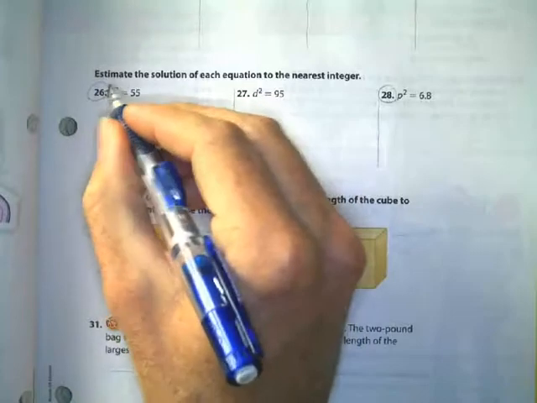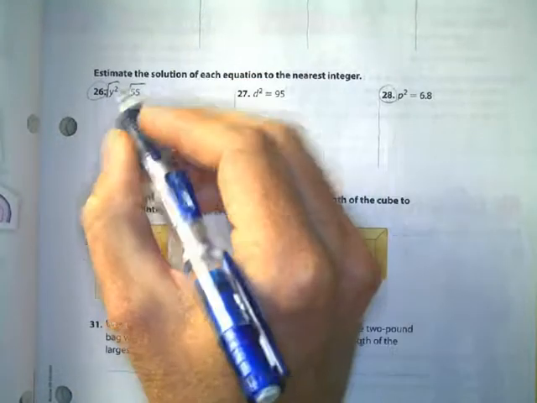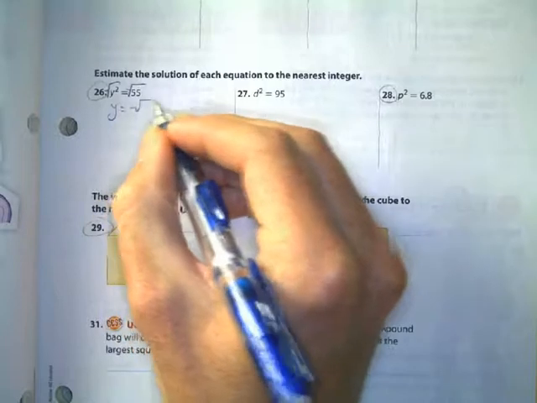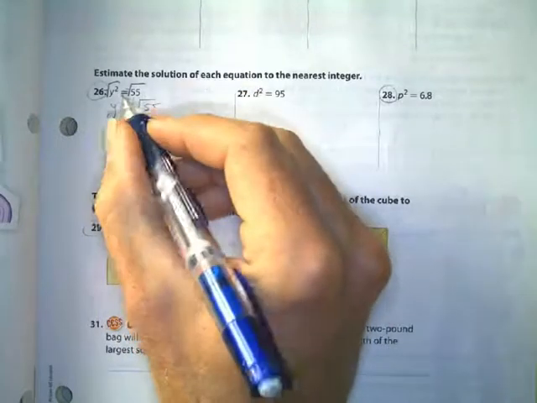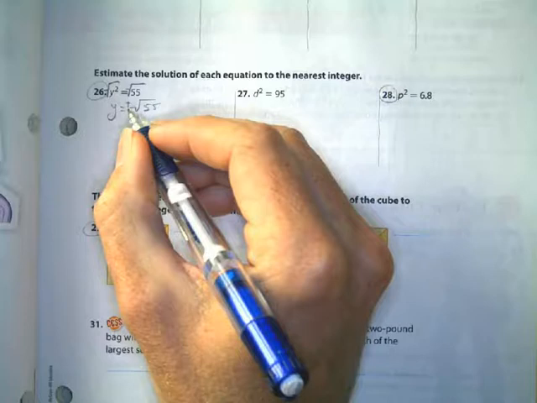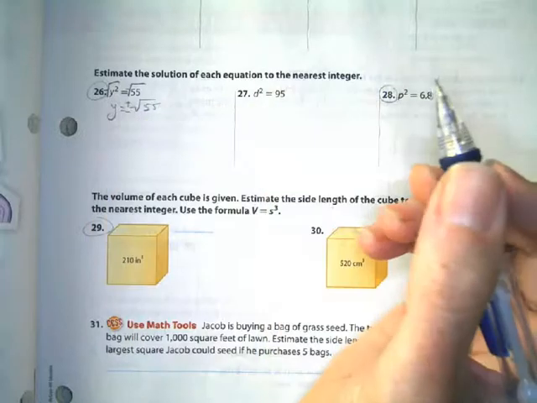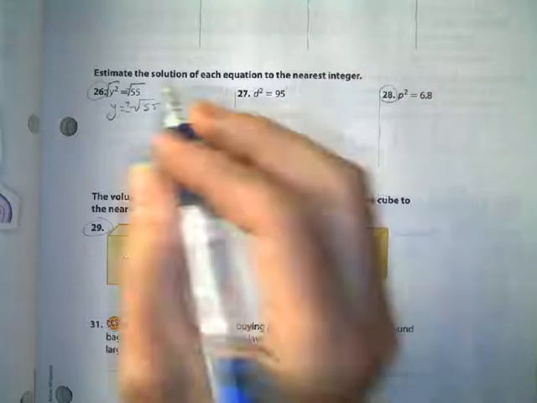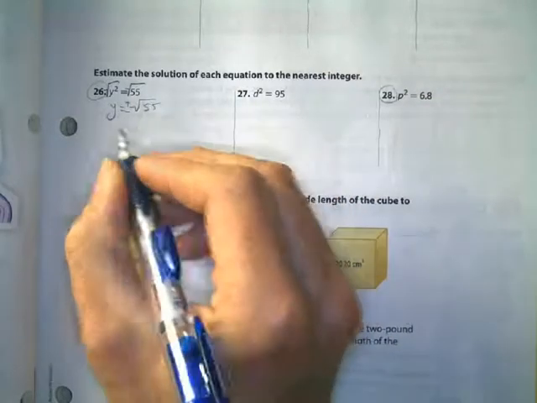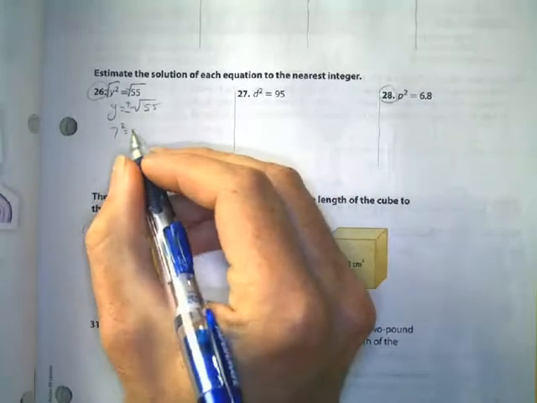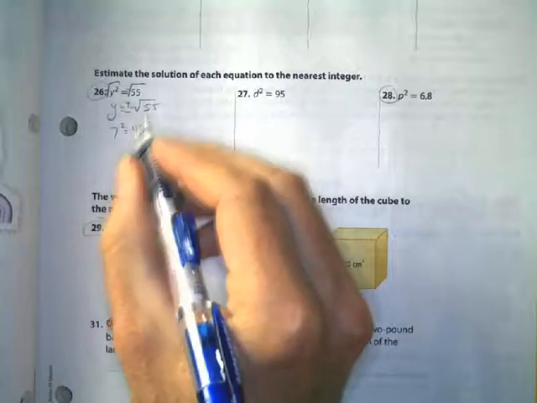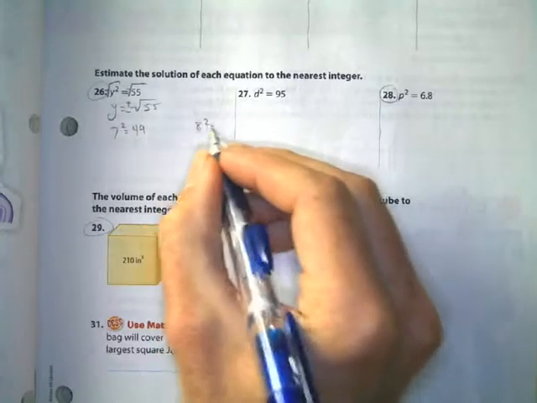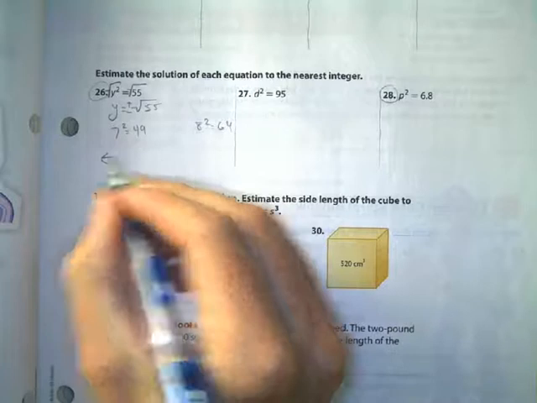To find out what this is going to be, I would take the square root of both sides. So y is equal to the square root of 55. But again, when you take the square root, it's plus or minus the square root of 55. So now I want to ask myself, what is nearby the square root of 55? I know, for example, that 7 squared equals 49, and I know that 8 squared equals 64.